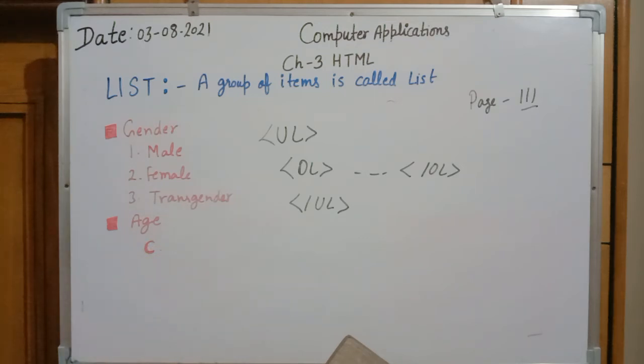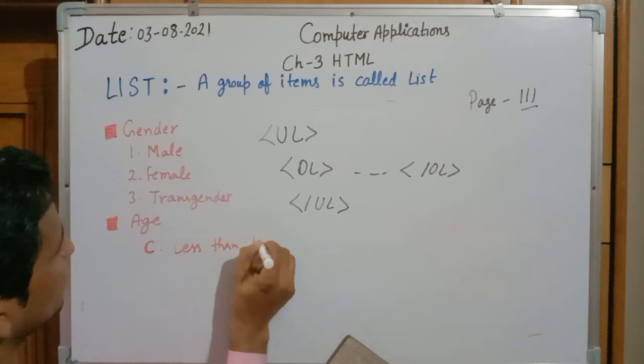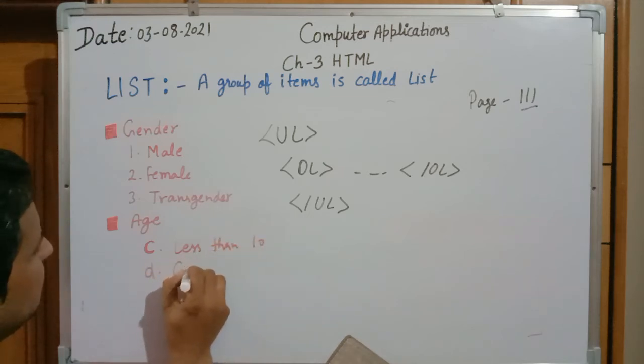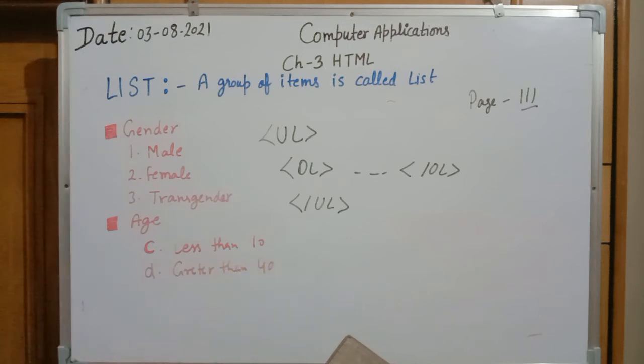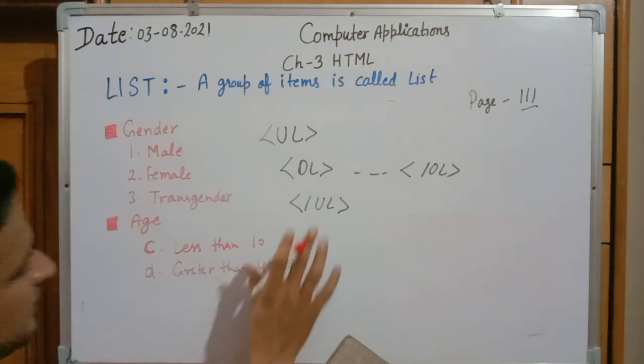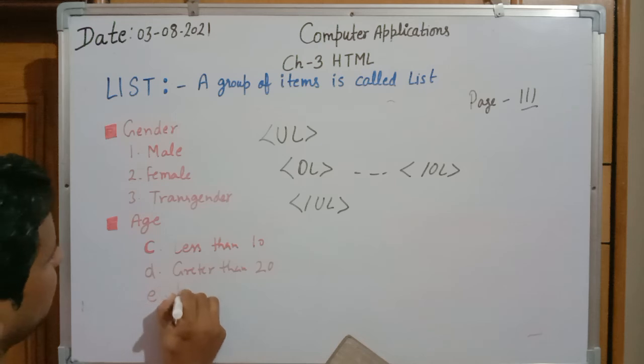And what are the items? Items are less than, greater than. Items are less than 10. Second item is greater than 20, sorry. And next is the third item, that is less than 40.